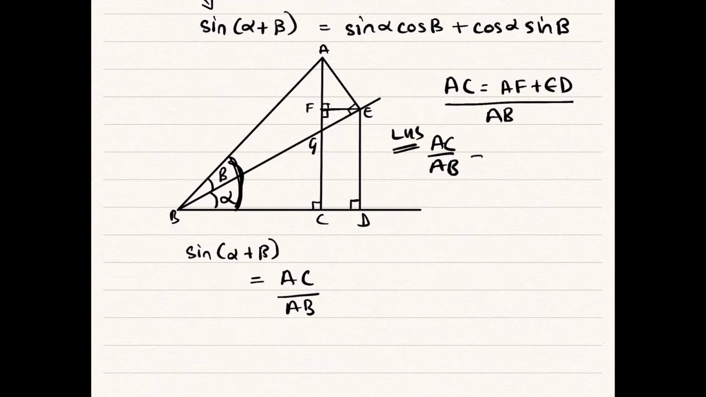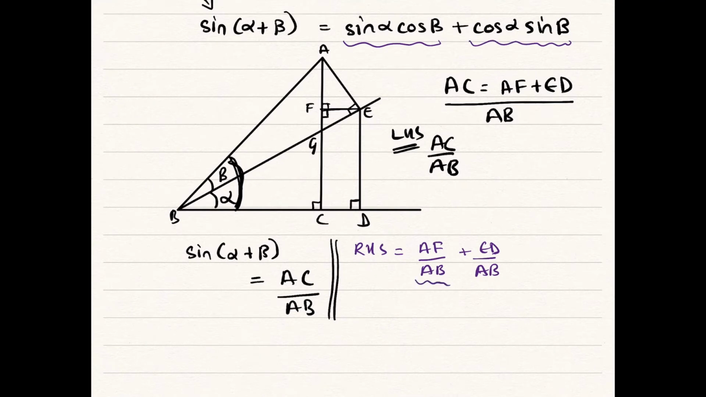I'm done with this, and my RHS is equal to AF by AB plus ED by AB. Let's try to simplify this part now. Here also we have a sum of two parts. Let us make changes to the RHS such that there are no changes made to the LHS, which we now have equal to sine alpha plus beta, and we'll try to make the RHS equal to the RHS of the equation we are trying to prove.